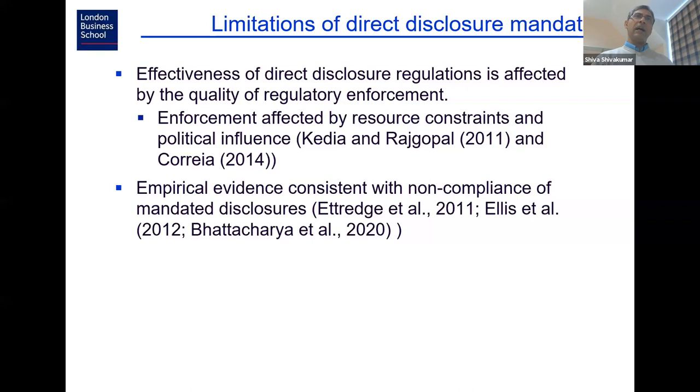There are mandates which have achieved certain success, but there are also anecdotal as well as empirical evidence that show that not all mandatory disclosures are followed the way they are expected to have been followed. So for instance, in the case of Ellis et al., they provide information saying that customer information is not provided by many companies in the way that is needed by the regulation. Similarly, Bhattacharya et al. look at information disclosures pertaining to fair value of derivatives, and they find that all the information that is required under the mandate is not provided by a large number of companies. So this approach of directly mandating disclosures of companies has its limitations.